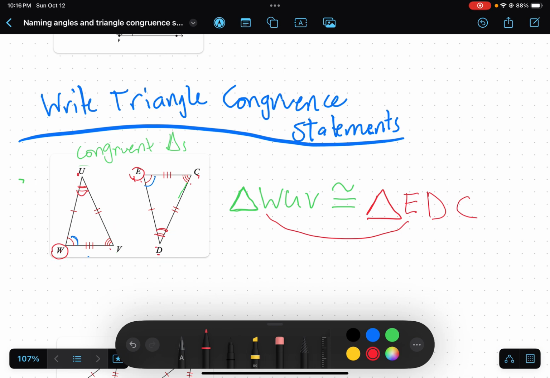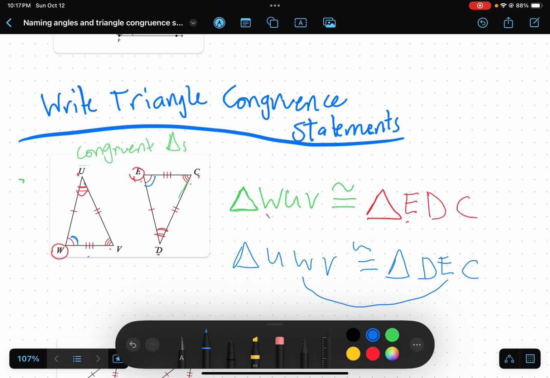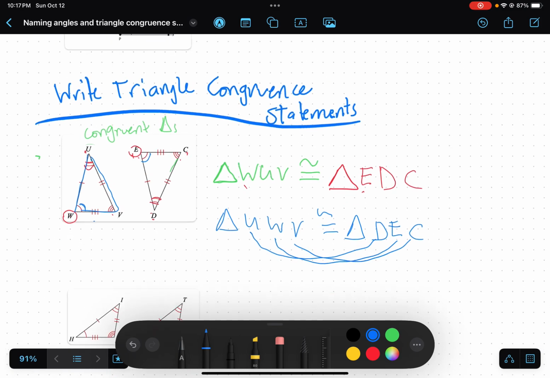You could change the order. The order doesn't matter as long as you change the order for both of the triangles so that the letters match up to each other correctly. So if I wanted to, I could have also said triangle UWV is congruent to triangle DEC, because then the U and D, the W and E still match up, and the V and C still match up. But the important thing is to get the order right so that the pieces that correspond to each other still match up to each other.